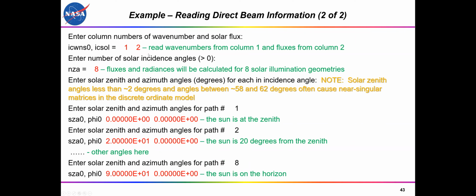Then direct beam information. I'm going to read the wave numbers out of column 1 and the solar fluxes out of column 2. That's really complicated. There are only 2 columns in that file. I need values at 8 solar zenith angles. I'm going to do a solar flux calculation, the heating and cooling rate calculation here. So I'm going to calculate values at 8 solar zenith angles across the daylight hemisphere. And so it's going to ask me to enter the solar zenith angle for each of those angles and the solar azimuth angle for the sun.